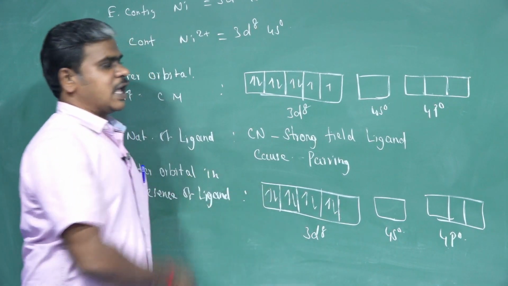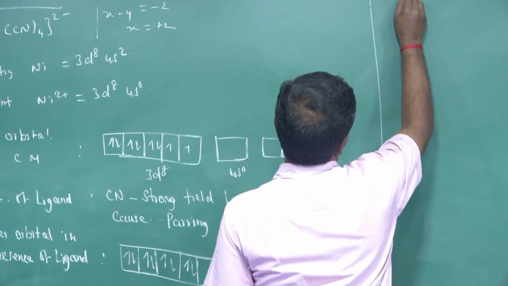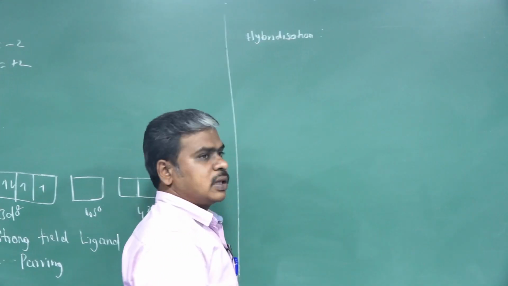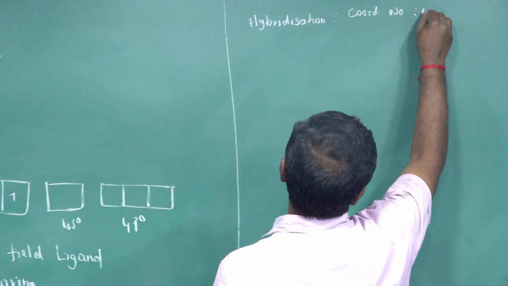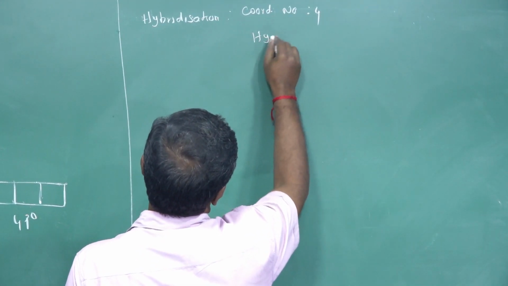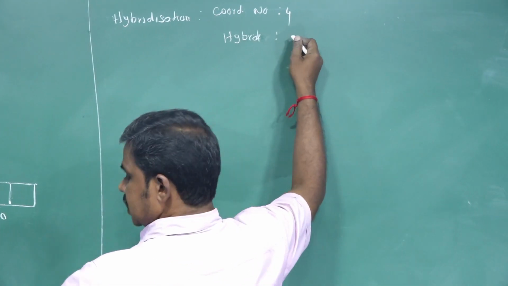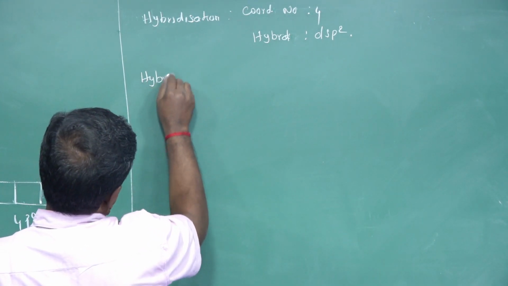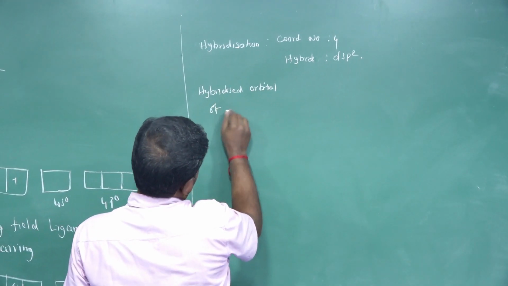Now we may take the hybridization. Listen, for the hybridization we take the coordination number. So here the coordination number is 4. And here the hybridization is dsp2. So we are taking the hybridized orbital of the central metal atom.